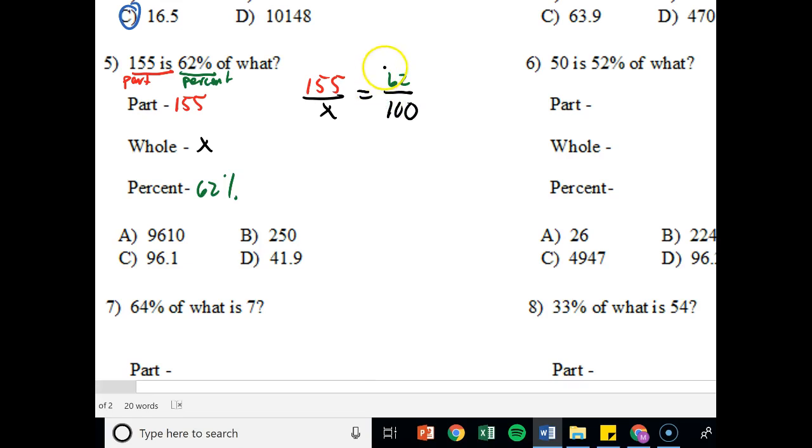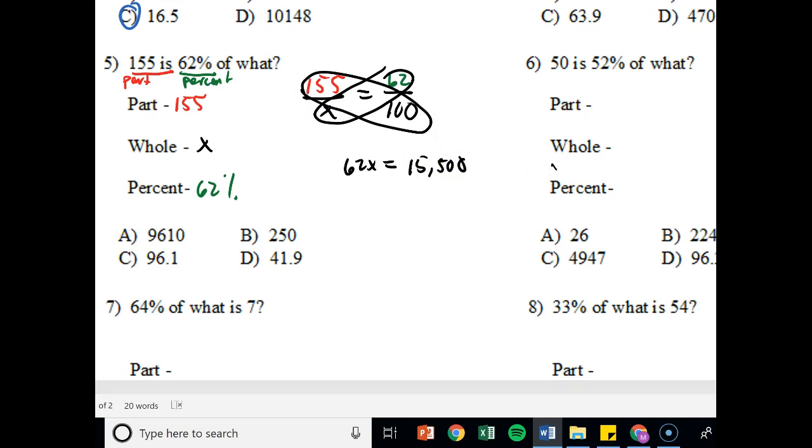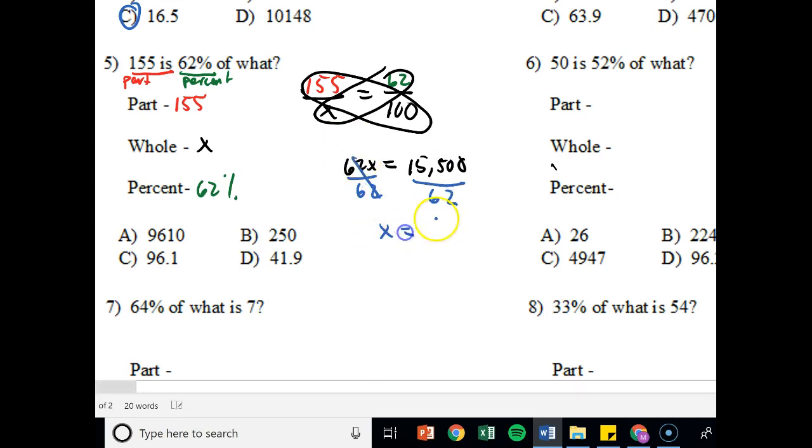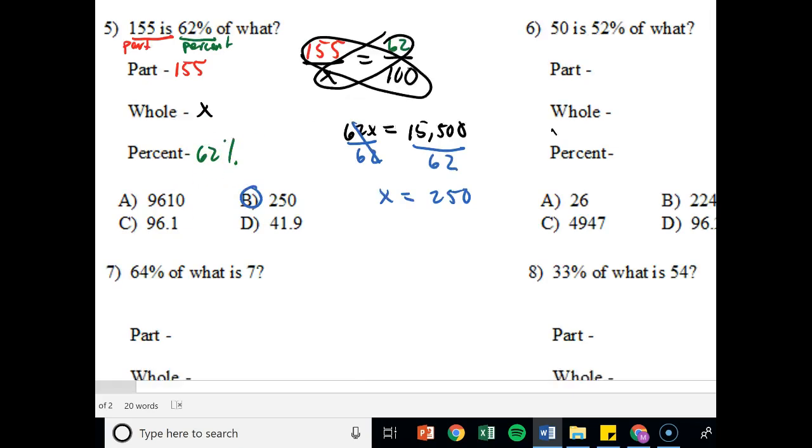So we do our cross multiplication. 62 times x is 62x equals 155 times 100 is 15,500. And then we go ahead and divide both sides by 62. When I do that, I get x is equal to 250. And that makes sense, right? So 155 is a little bit more than half of 250, so it makes sense that it would be in the 62% range.